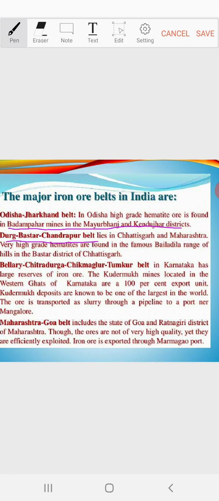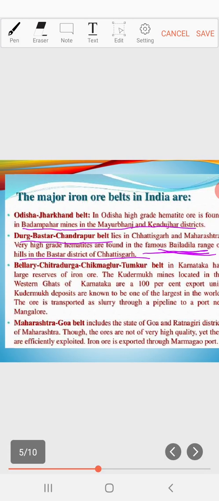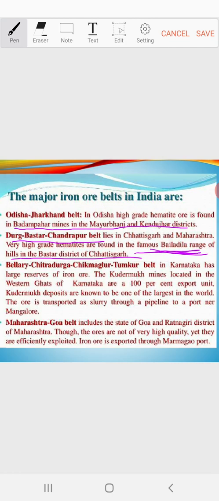Now here the iron ore is found in the famous range, that is the Baladila hills of the Bastar district of Chhattisgarh. This Baladila range is named so because Bala or Bel means ox and Dila means hill. So the hill has the appearance of a hump of an ox. That is why it is named Baladila.